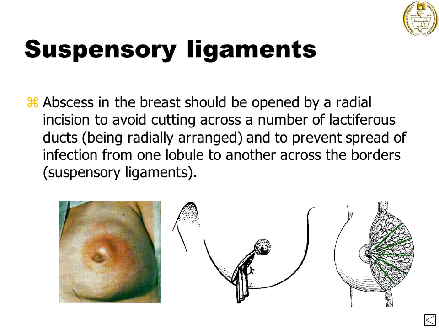An abscess infection in the breast should be opened. These abscesses should be opened by a radial incision to avoid cutting a number of lactiferous ducts, or damaging the suspensory ligament, which prevents the spread of infection from one lobe to another if we do not cut across the suspensory ligament.